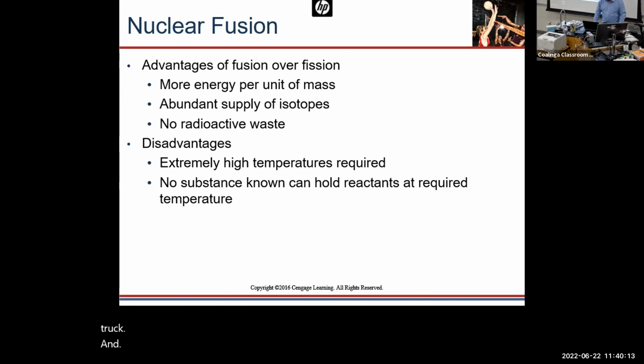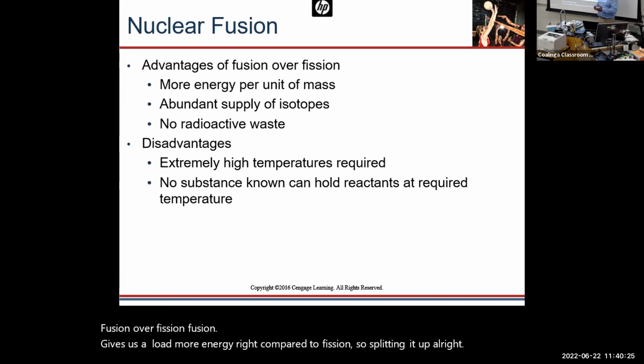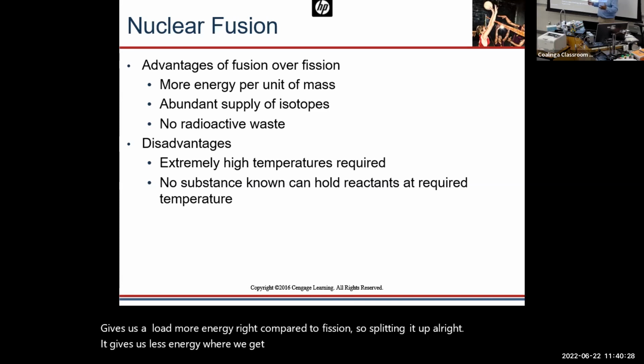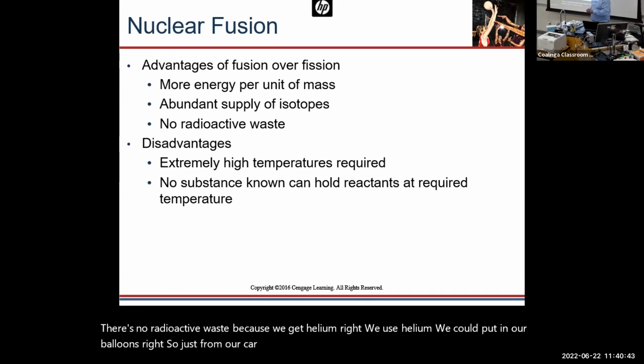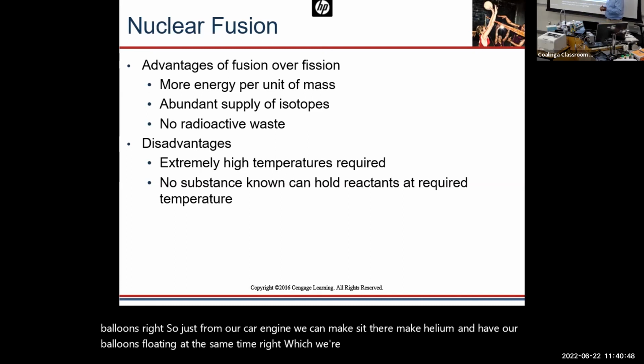Okay, so fusion over fission. Fusion gives us a lot more energy compared to fission. So splitting it up, right, it gives us less energy. So we get more energy by fusing it together. There's no radioactive waste because we get helium, right? We can put helium in our balloons. So just from our car engine, we can make helium and have our balloons floating at the same time, right? We're on a shortage of helium right now.